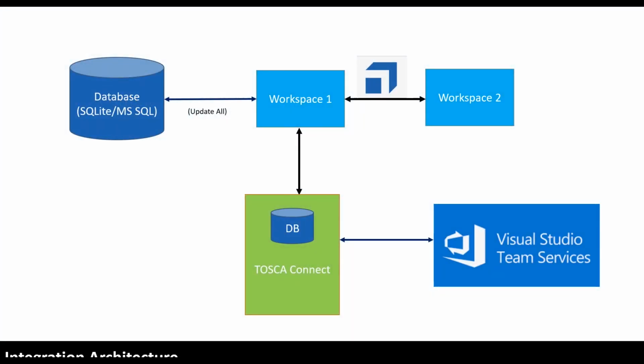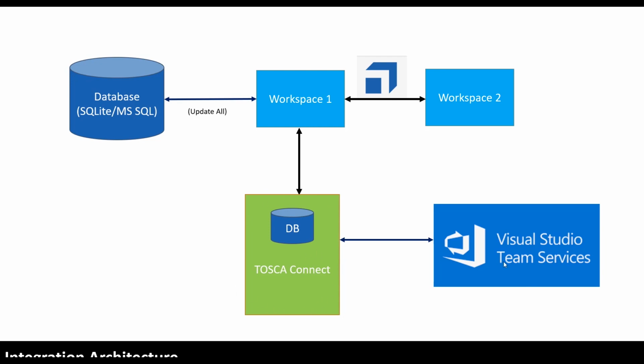Next, we'll see the integration architecture. This is the architecture of Tosca Connect with different tools. For this demo, I'll be sticking to VSTS, Visual Studio Team Services. As you can see in this architecture diagram, VSTS is a tool which is used for management. We can move these artifacts first from VSTS to Tosca Connect, and then from Tosca Connect to our Tosca. Here you can see this is our Tosca Connect, which is acting as a man in the middle. Whatever artifacts are moving, they'll be moving through this Tosca Connect itself.